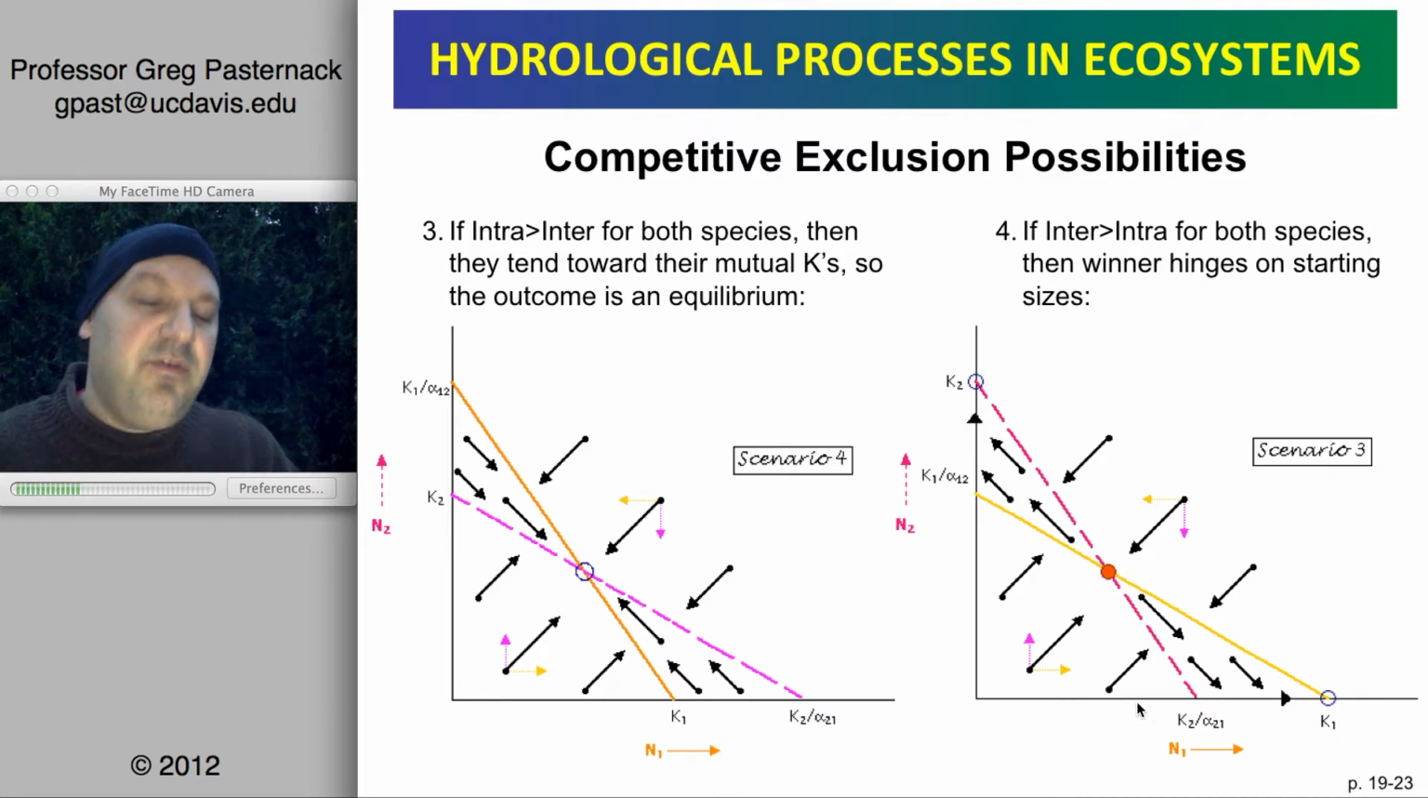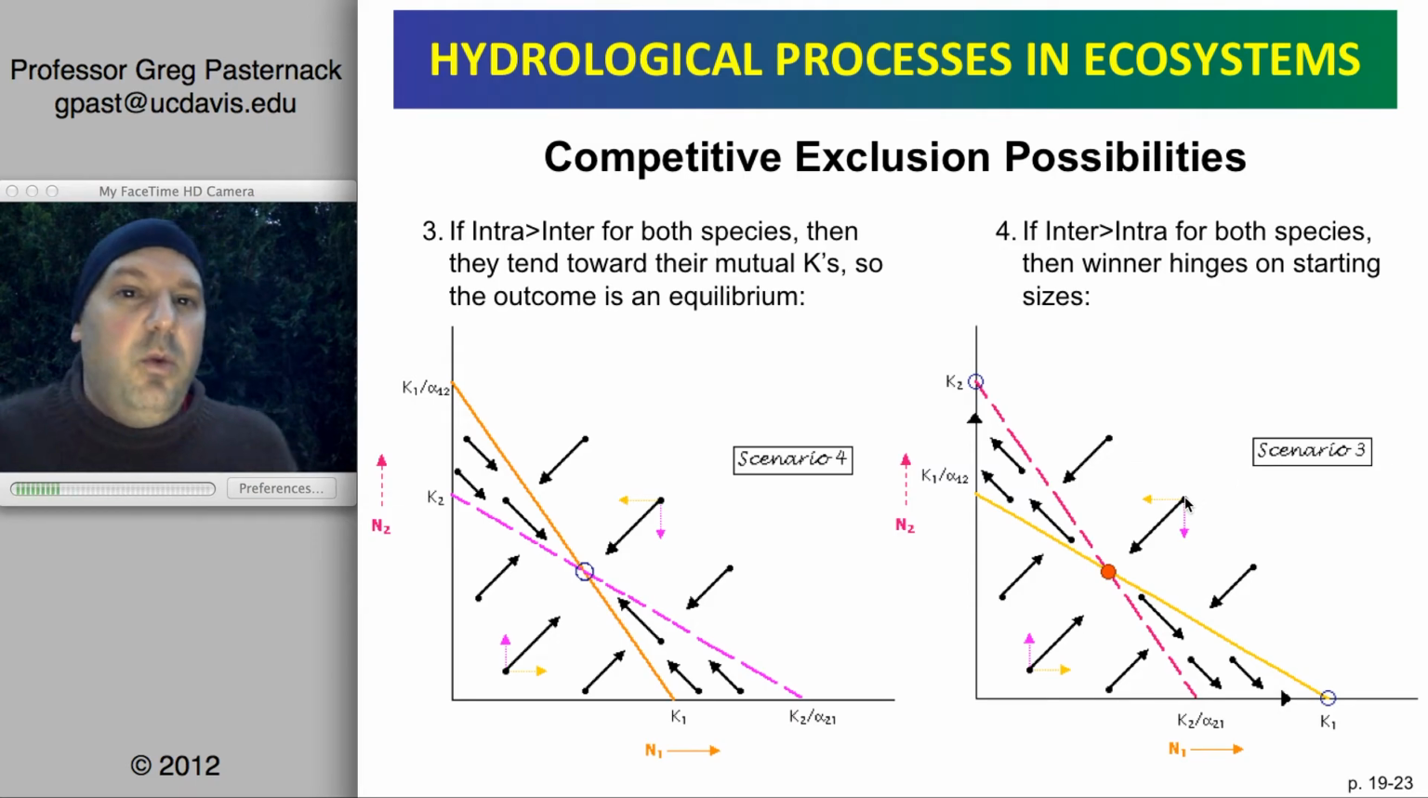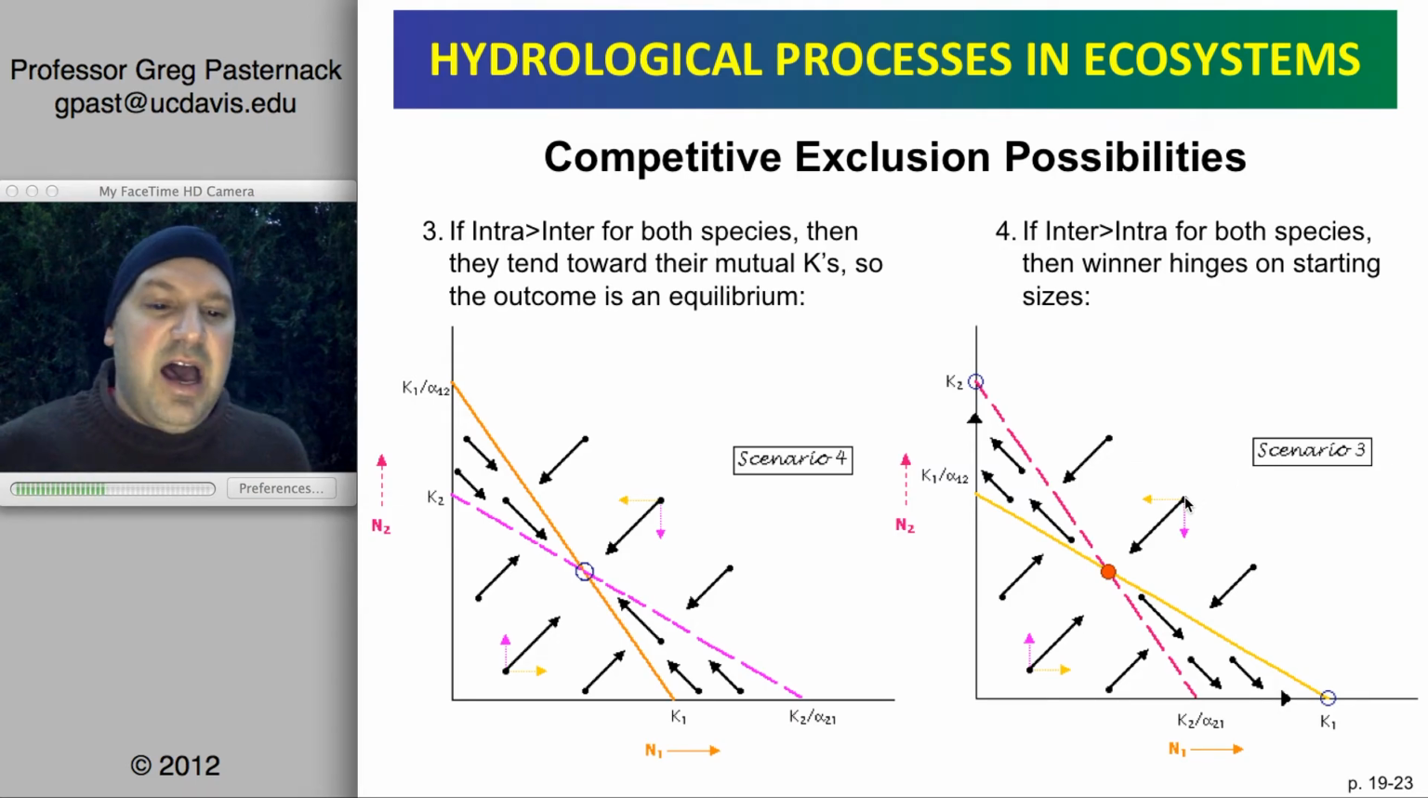And then conversely, if you have a lot of population 1 and not a lot of population 2, then it's going to drive towards a winner of population 1. And so in this case, you're basically going to have a winner, but who wins just depends on the initial population sizes, because interspecies competition is a stronger effect than intraspecies competition.